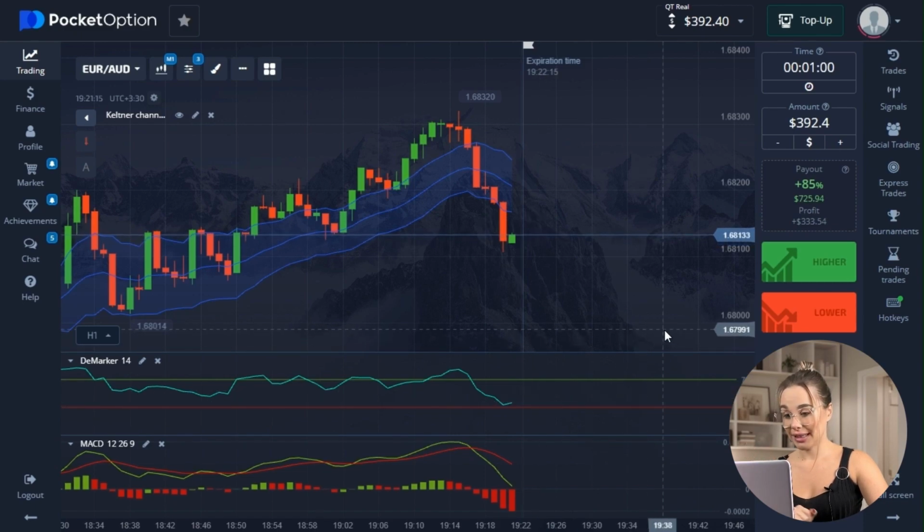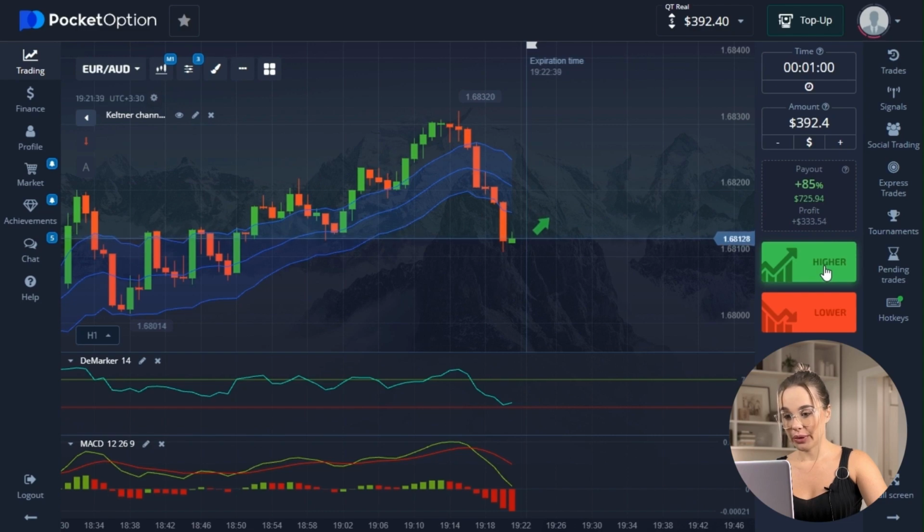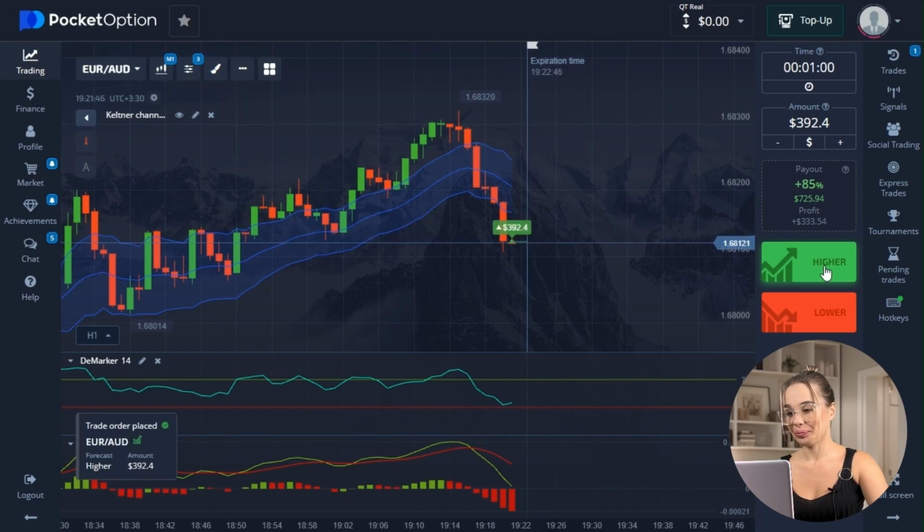I want to continue working with this pair. Notice that DMarker hasn't entered oversold territory yet and is bouncing off the 30 mark. The chart has also stopped its descent. However, MACD seems to be lagging and not signaling a reversal. Although, in my view, an opportunity for a bullish trade is emerging. So let's go for it. Opening an upward trade, guys.